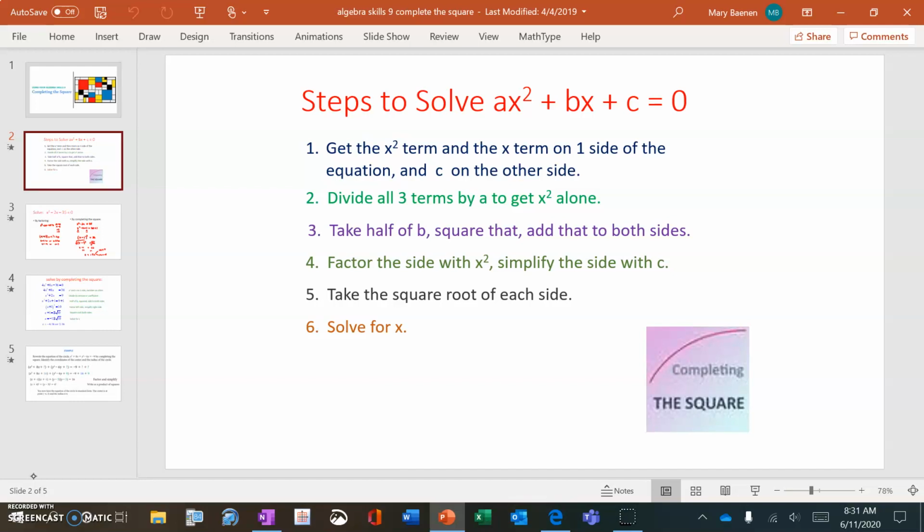Now here's the magic step. It's kind of weird. Look at b, take half of it, square that answer, and add that answer to both sides. When you do that, in step 4, you should be able to factor the side that has the x squared on it and simplify the side with c on it. Step 5, take the square root of each side, and step 6 is solve for x. So I'll do a couple of examples for you.